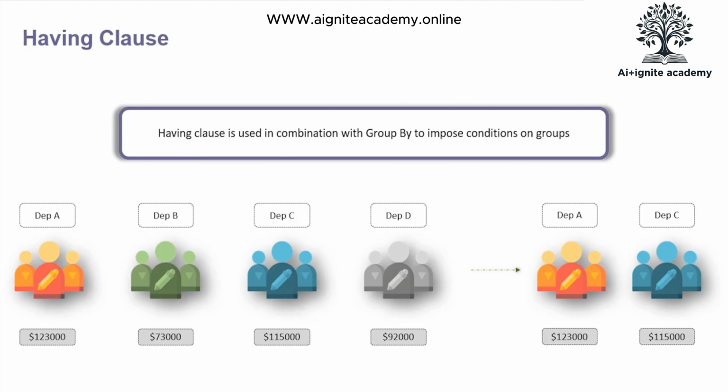For example, over here we have 4 departments A, B, C and D. And we also have the corresponding average salary of the employees belonging to each department. Now let's say we wanted to see only those departments where the average salary is greater than $100,000. So this is where the HAVING clause can be used to impose the condition and get only those departments where the average salary is greater than $100,000.